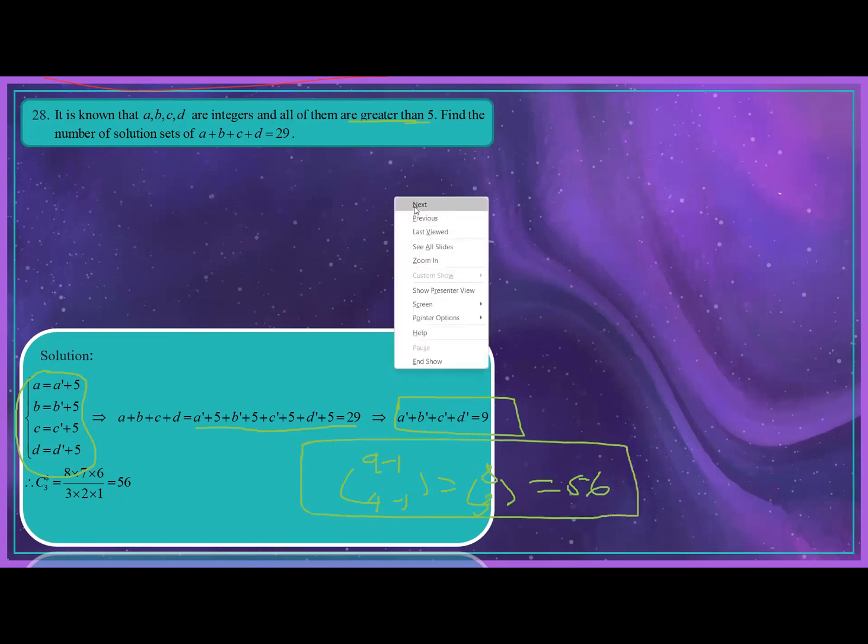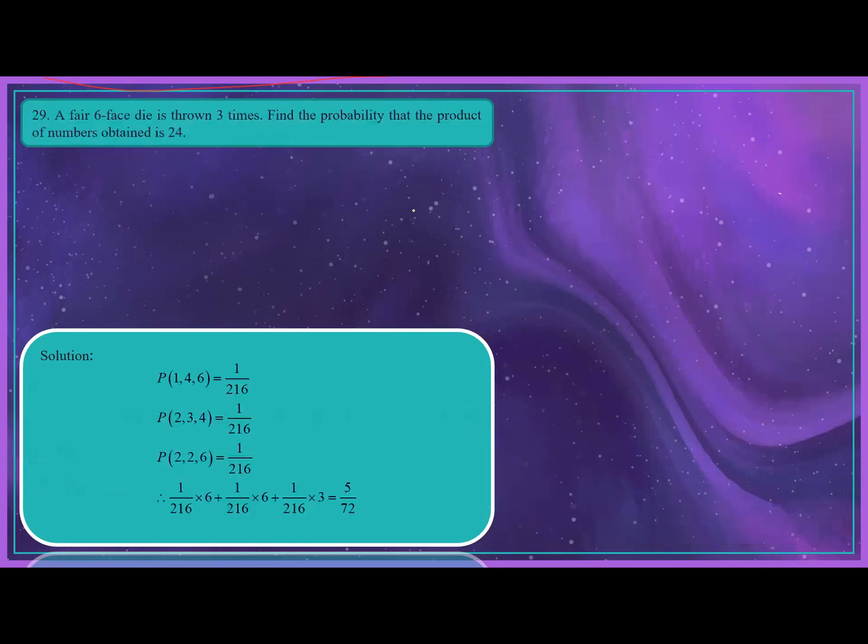Next, a pair of 6-sided dice is shown 3 times. Find the probability that the product of the numbers obtained is 24. Okay, so there are only 3 combinations of numbers that will satisfy a product of 24. First is 1, 4, 6, and there are 3 factorial ways to arrange this. So you have 3 factorial is 6.